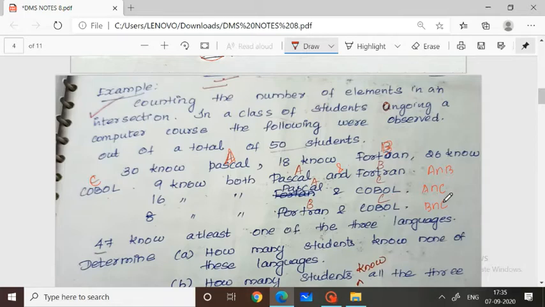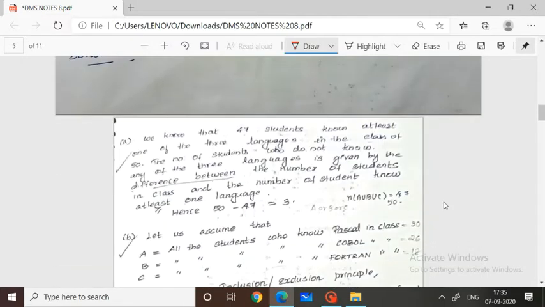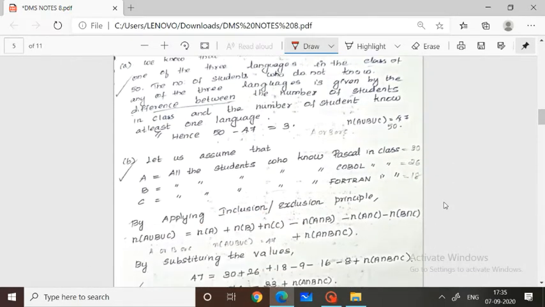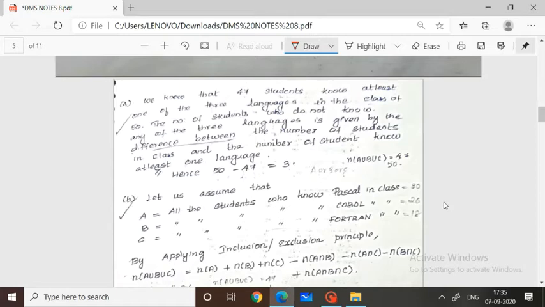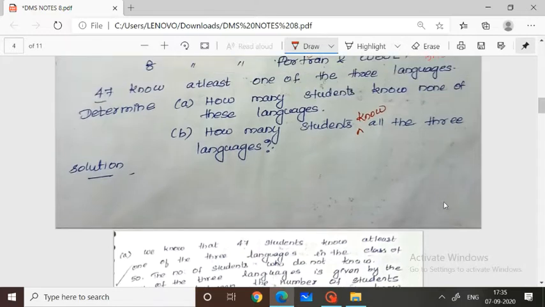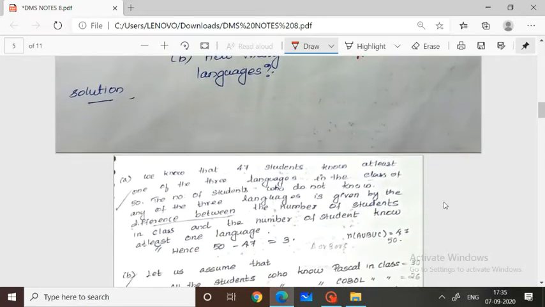First of all, let us see. We know that 47 students know at least one of these three languages in the class of 50. So the total number of students is equal to 50. That is what is asked in the question: how many students know none of these languages. 47 know at least one of these languages, and the total number of students is 50.